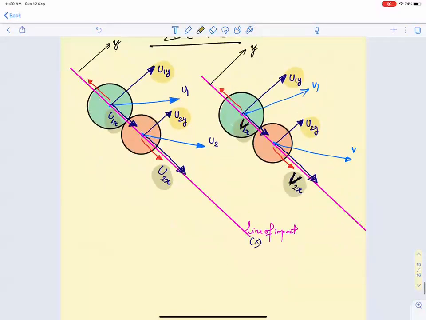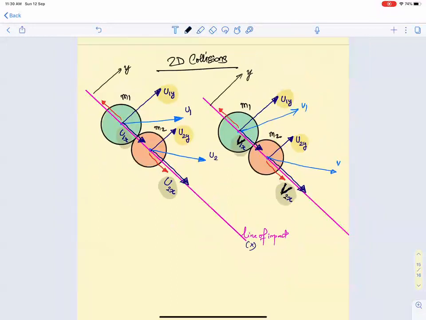So dealing with a 2D collision is pretty simple. That's just masses m1, m2. So just deal with the x-axis and forget about the y-axis. Nothing changes along the y-axis. So it's as simple as that. m1 u1x plus m2 u2x equals m1 v1x plus m2 v2x.